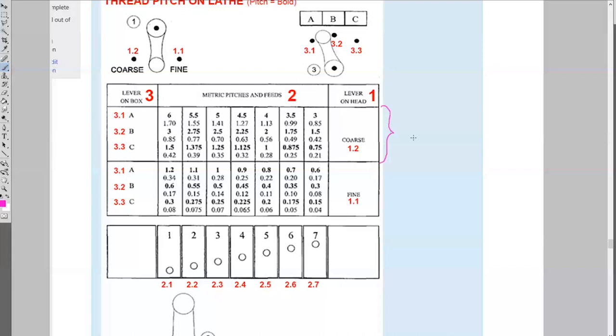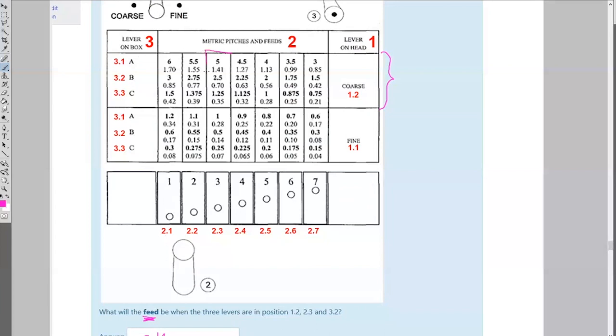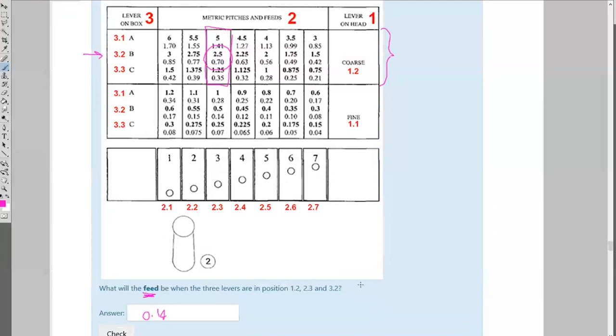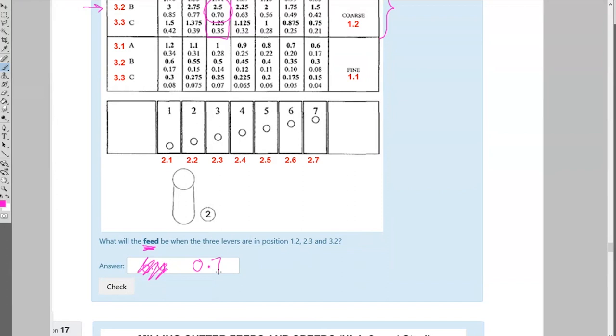So we know we're in this box here. And 3.2, we're on this row. So it's these ones. So the feed was 0.7. The answer there was supposed to be 0.7, which is a pretty rough feed.